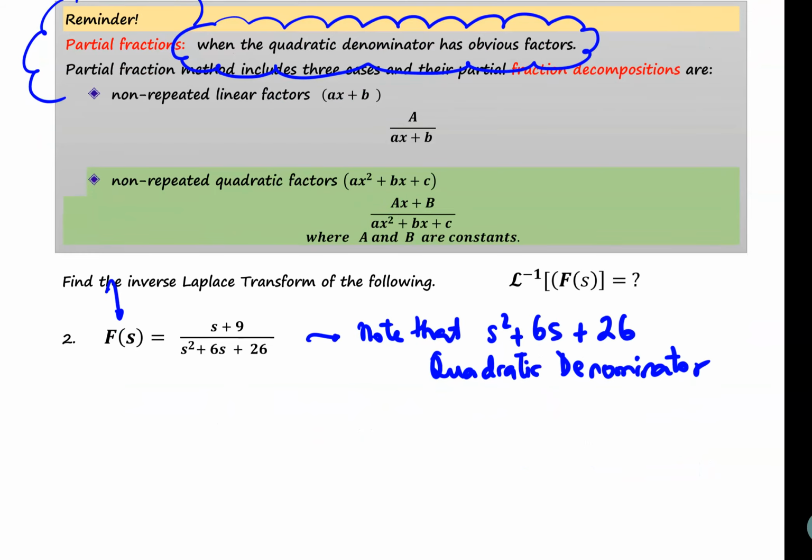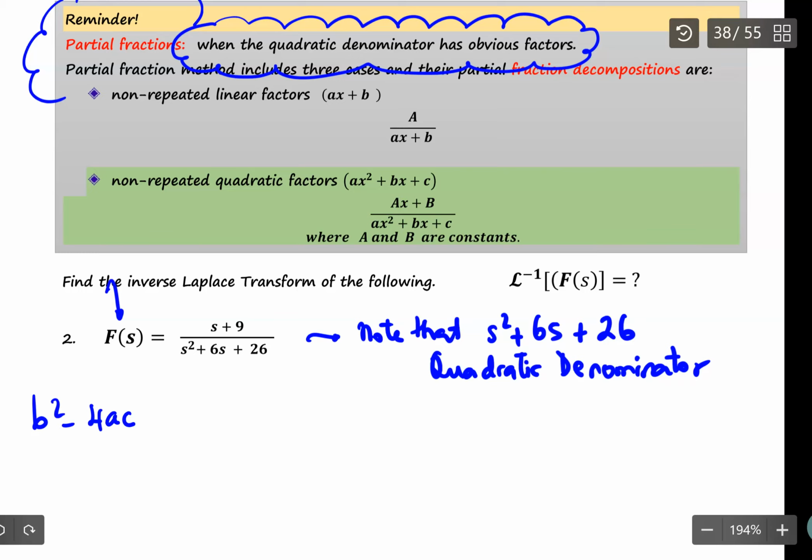One way to find out is to evaluate b squared minus 4ac. As you know, b squared minus 4ac is the discriminant of a quadratic equation. We will borrow this concept and apply it to our quadratic denominator to figure out whether or not we can factor s squared plus 6s plus 26. So let's review that.